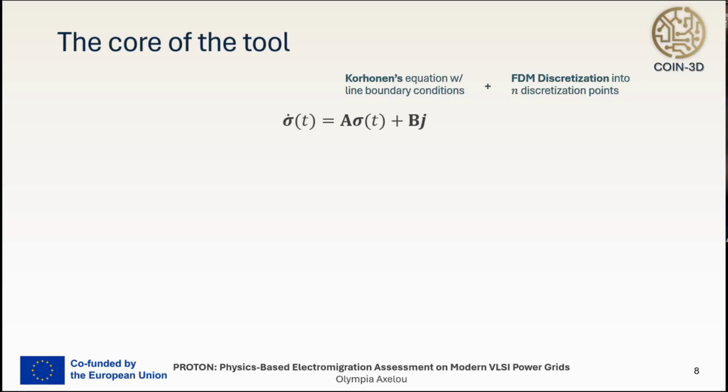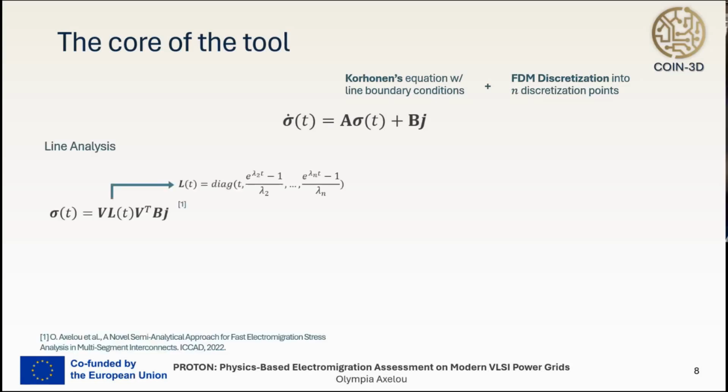Now, Proton offers two key functionalities. First, it can perform line analysis, which is very fast, a semi-analytical method, in order to directly calculate electromigration stress on power grid lines at a specific time. It keeps the time continuous and takes advantage of the specific form of matrix A, the diagonal matrix A, and performs discrete cosine transform type 2, which reduces the complexity of the calculation from n squared to n log n.